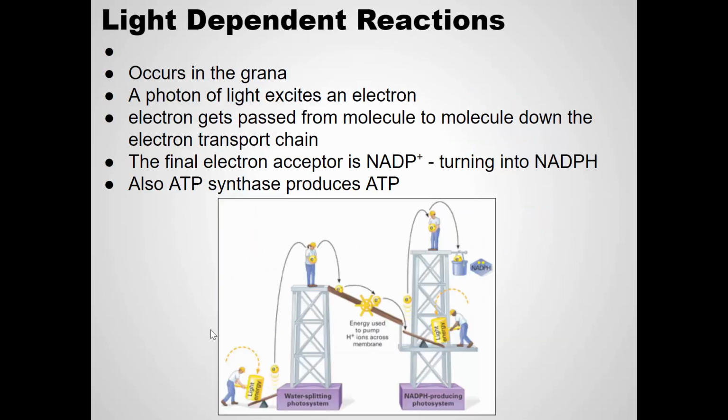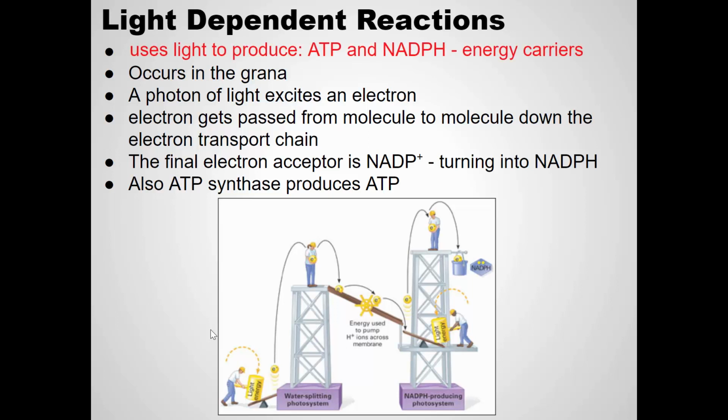So these light-dependent reactions use light to produce two things that are going to be used in the next step. They produce ATP and NADPH, energy carriers. And so this happens in those grana, those stacks, those thylakoids.